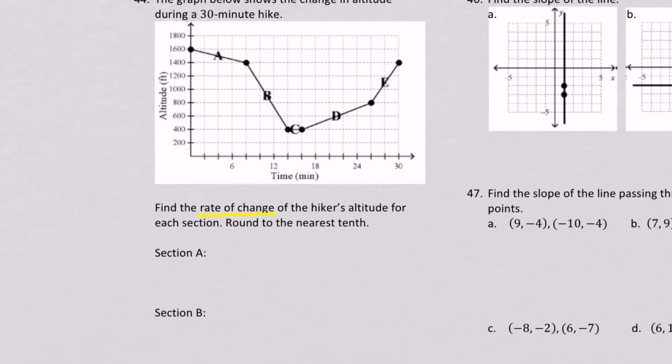Section A, what I'm going to do for that section is find the beginning point and the ending point and use those 2 points to find the slope. Okay, so for example, right here at this beginning point of section A, that is 0, 1600. And the ending point of that section, right here, it looks like it's going to be, it's going by twos, right? So it's going to be 8, 10, and so on. So this is 8, 1400.